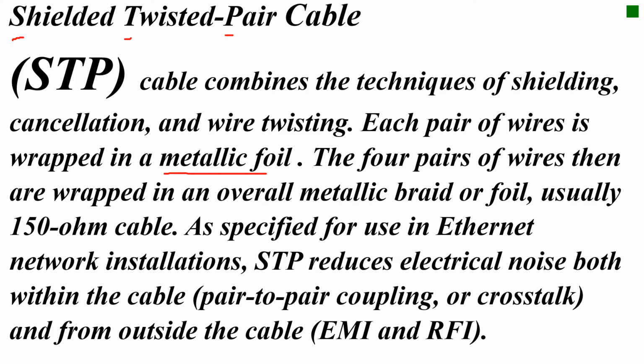Usually 150 ohm cable, as specified for use in Ethernet network installation. What's the function of the shield here? STP reduces electrical noise both within the cable, pair-to-pair coupling or crosstalk, and from outside the cable, which is the EMI and the RFI.